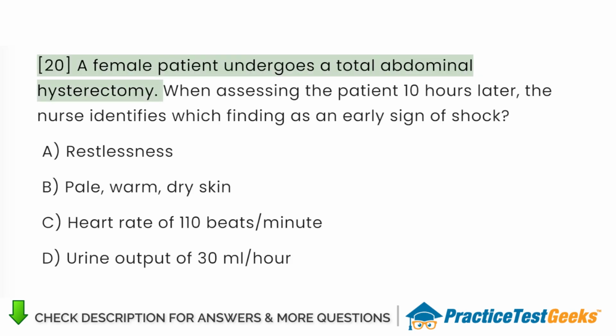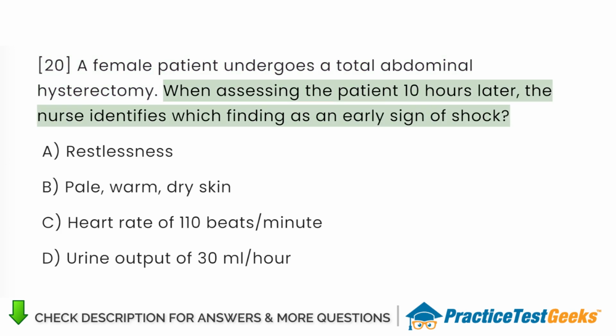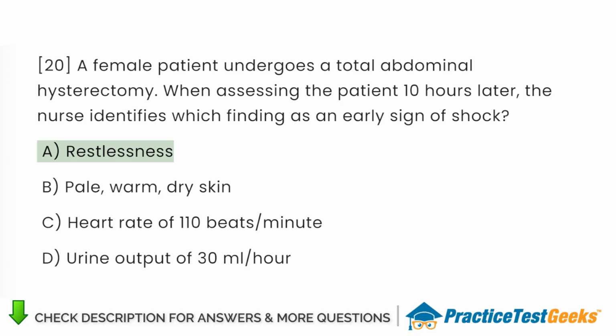A female patient undergoes a total abdominal hysterectomy. When assessing the patient 10 hours later, the nurse identifies which finding as an early sign of shock? A. Restlessness. B. Pale, warm, dry skin. C. Heart rate of 110 beats per minute. D. Urine output of 30 milliliters per hour.